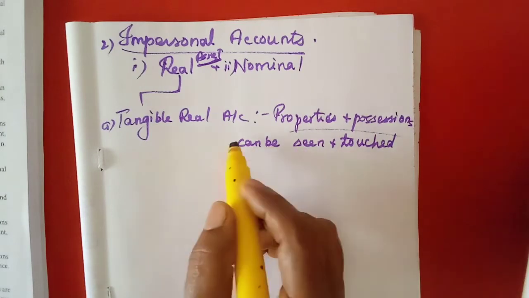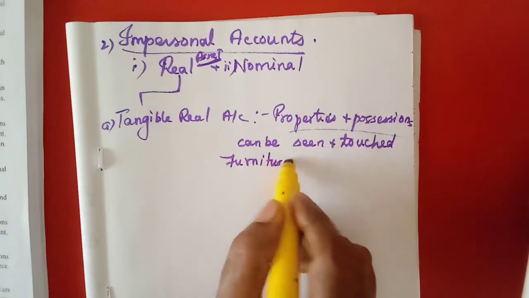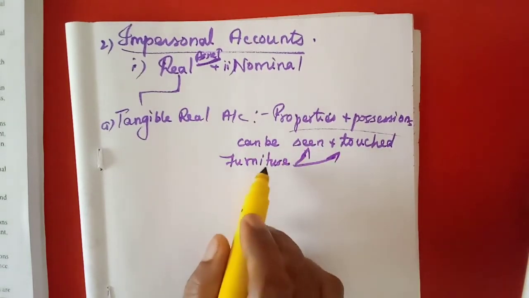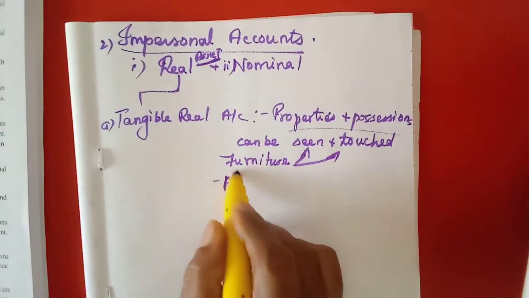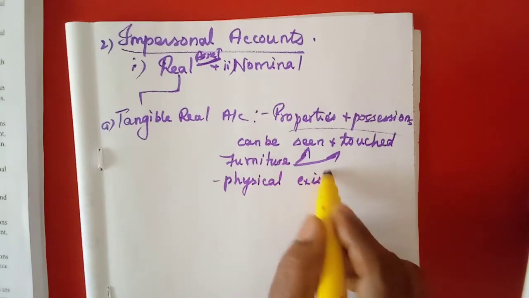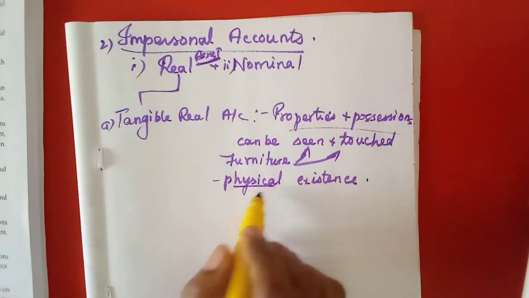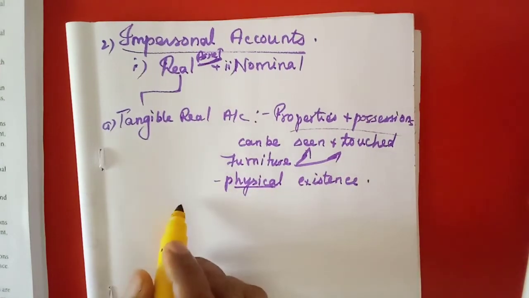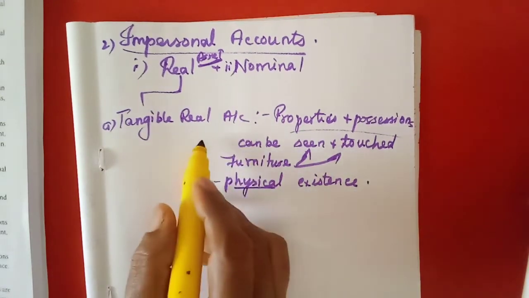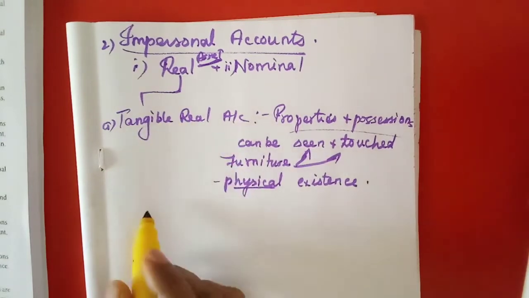For example, furniture. Furniture can be seen and touched, isn't it? So it has some physical existence. It is physically available. We can touch it, we can see what it is. That is called tangible assets. All those assets that are tangible come under this tangible real account.